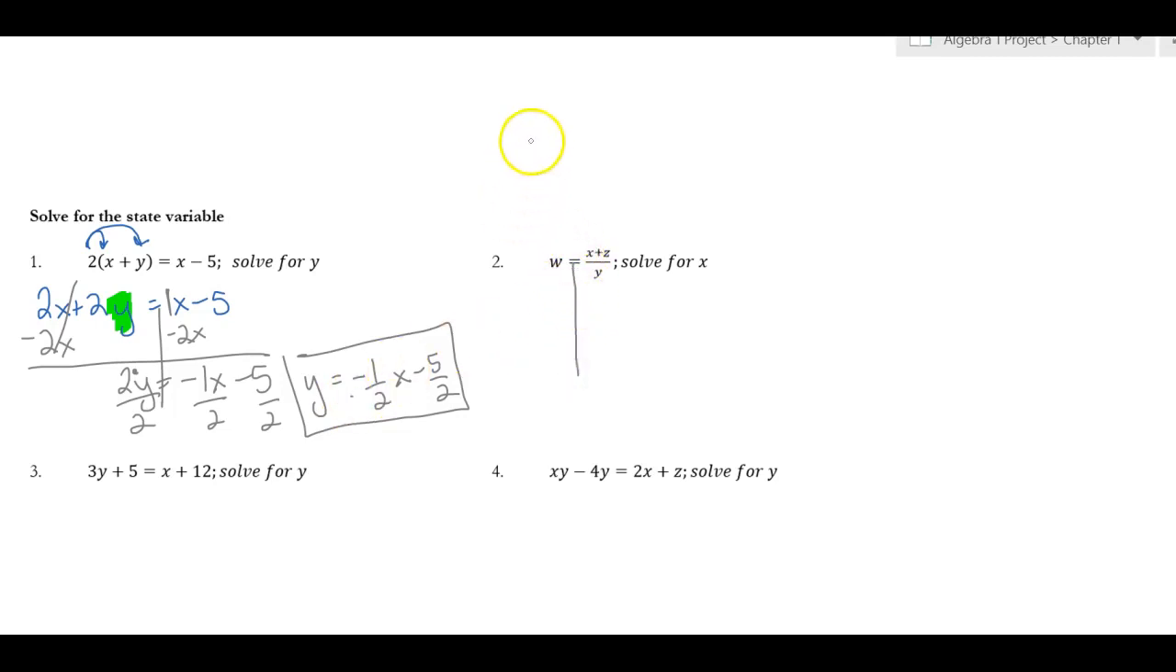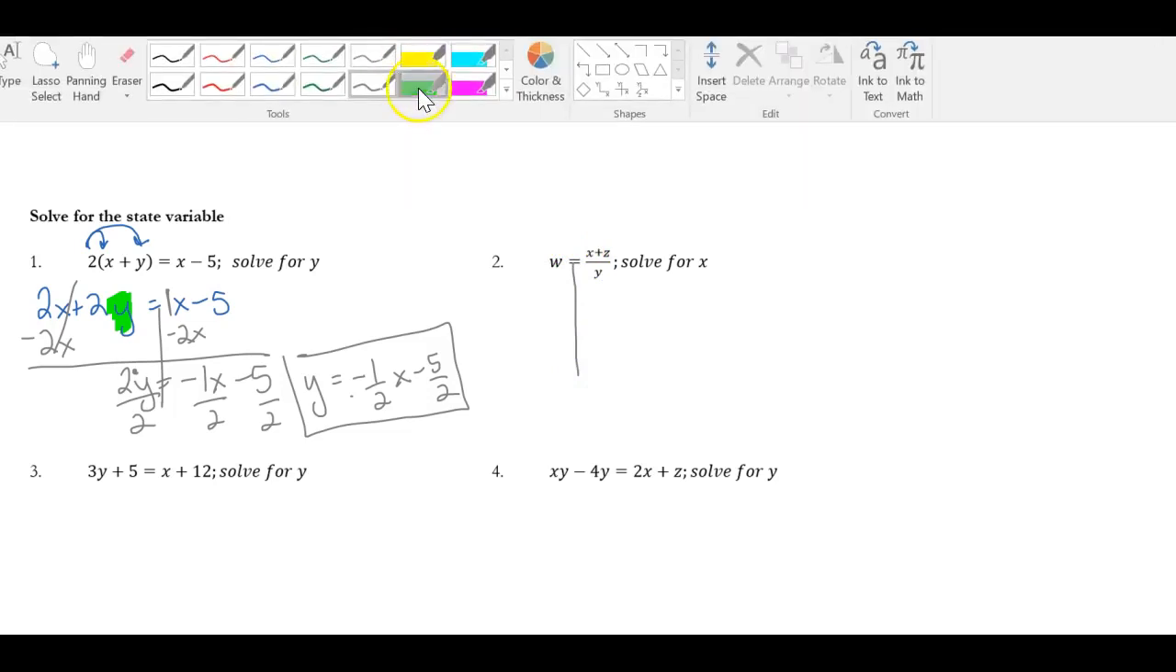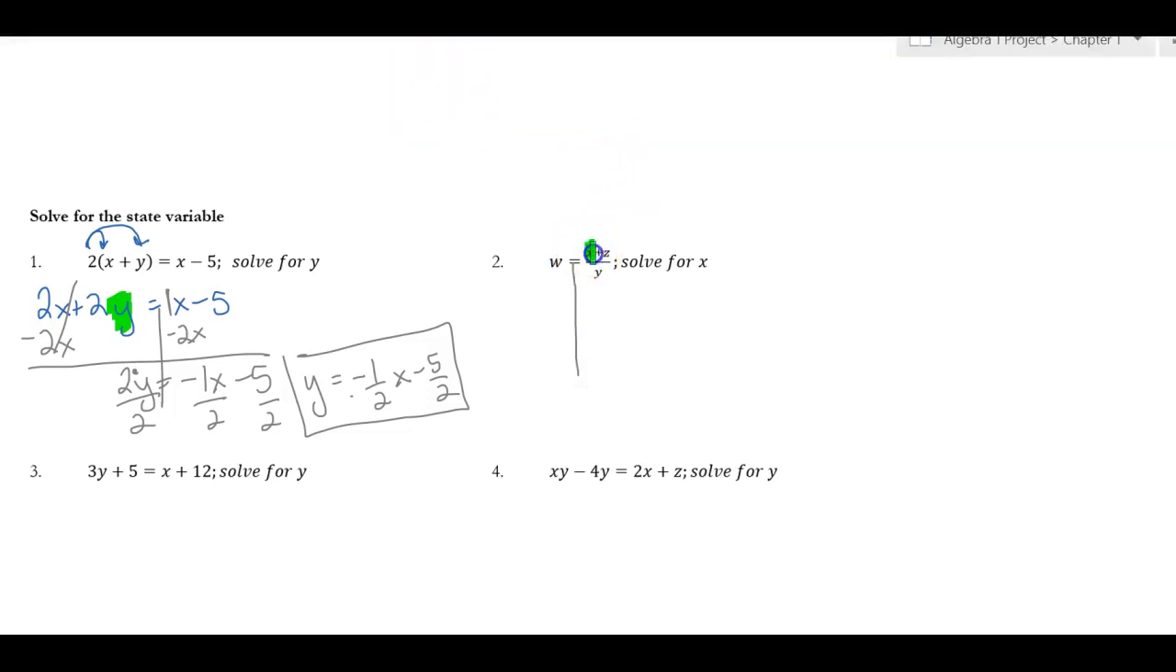Okay, number 2, see if you can figure out what your first step is. Again, you're solving for x. So think about if you would get rid of the z or the y first.